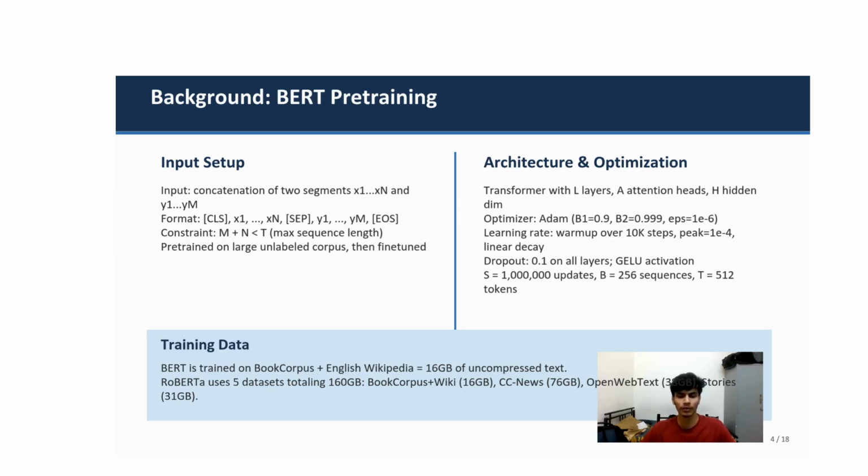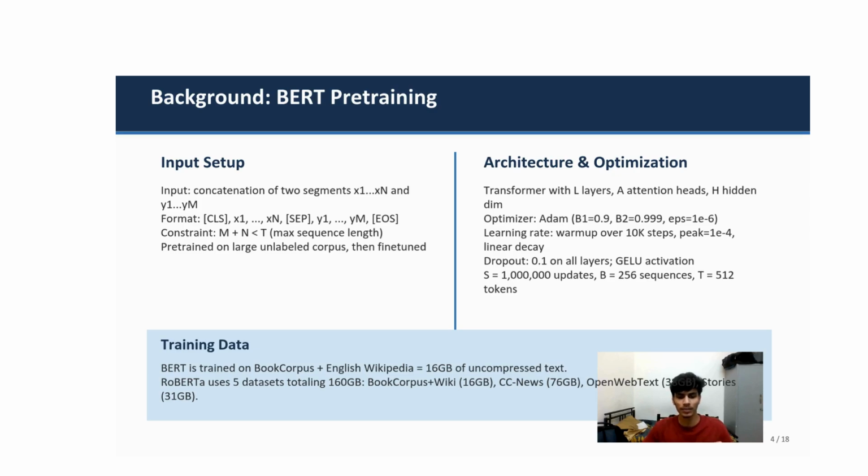Now we are coming to the background of BERT pre-training, which is the previous model of RoBERTa. To understand RoBERTa, we first need to understand how BERT works. BERT is based on the transformer architecture and is trained using a large amount of unlabeled text data. It uses a bidirectional approach, meaning it considers both left and right context when understanding a word. The input to BERT consists of two segments of text combined together and separated by special tokens like CLS and SEP. BERT is pre-trained on datasets such as BookCorpus and Wikipedia and then fine-tuned on downstream tasks.